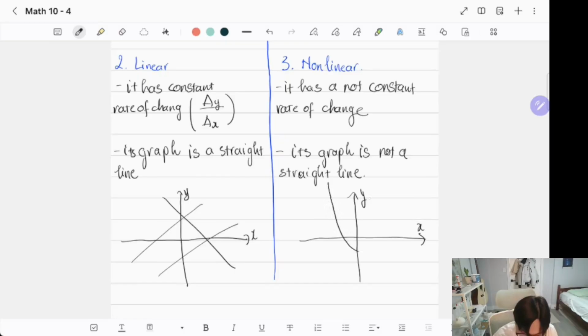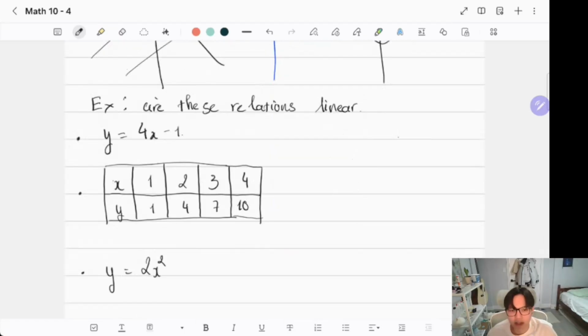This parabola is not linear, it's non-linear. Or we can get this one, which is also non-linear. Okay, let's move on to our examples of knowing whether these are linear or non-linear.